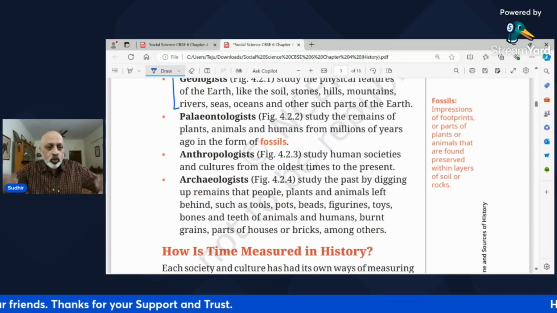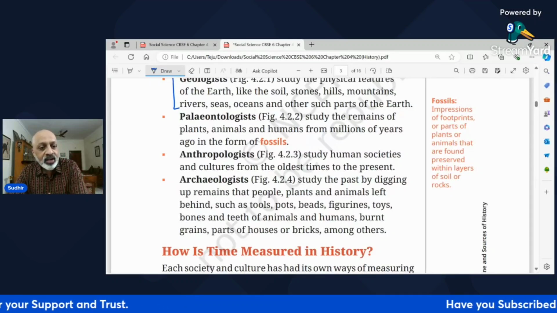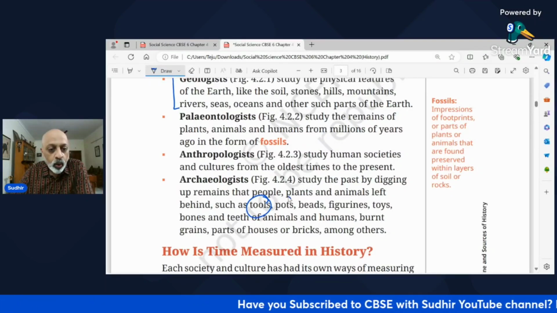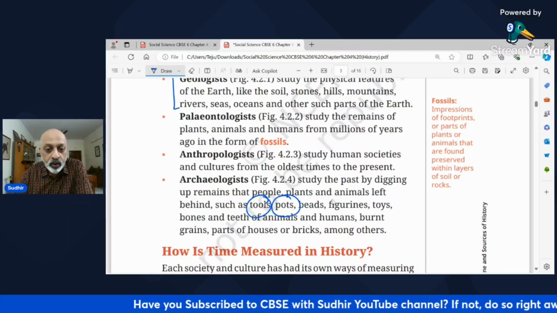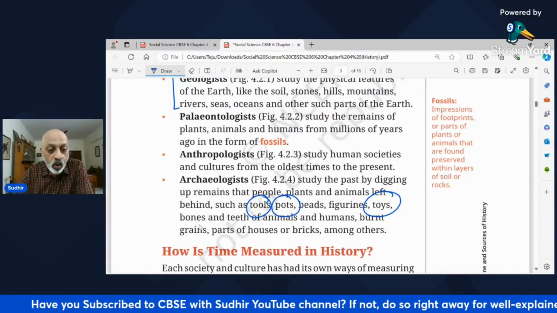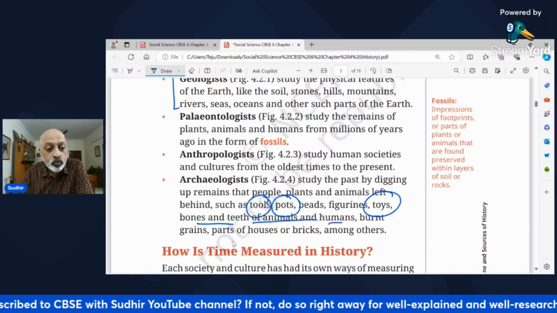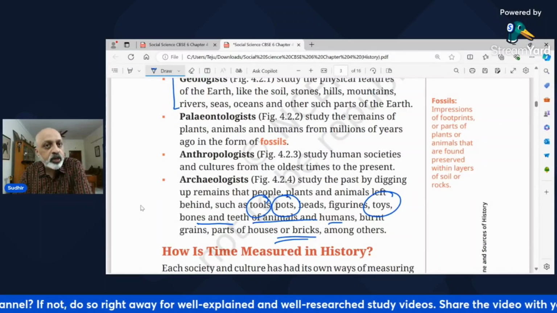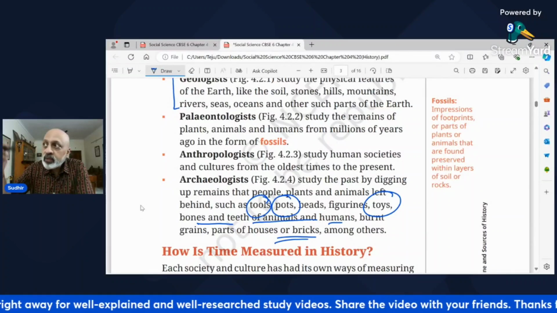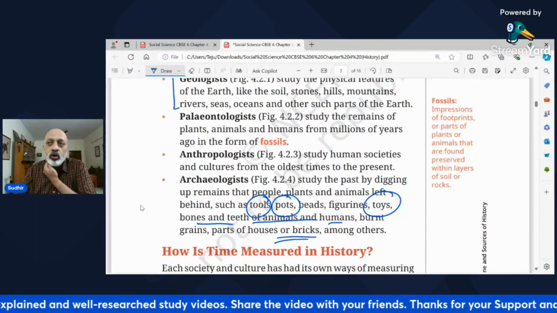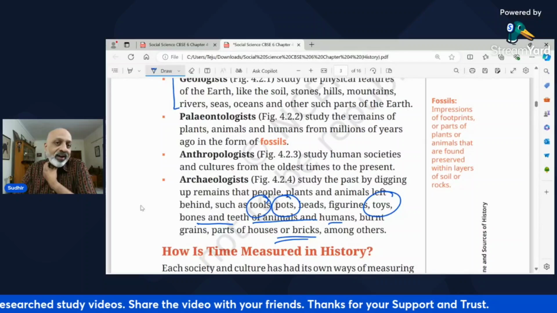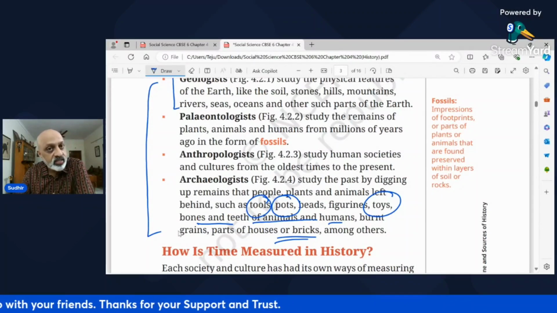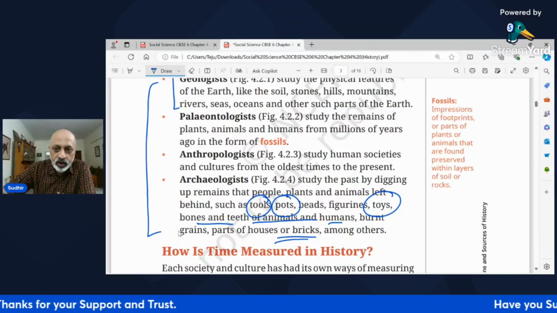So what they do is excavate, and by digging up remains that people, plants, and animals left behind, they look at tools, what kind of pots were used by those people, what kind of toys were used, what kind of bones and teeth of animals and humans, bricks, etc., by which they can trace that, okay, this particular civilization was in this particular century, 6th century or 8th century. You generally get an idea from that. So that's the job. So you need to know about these 4 categories clearly. Okay, I hope you have understood.